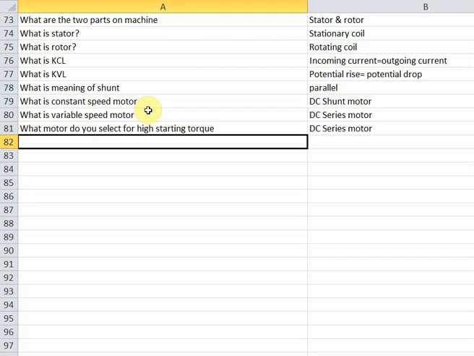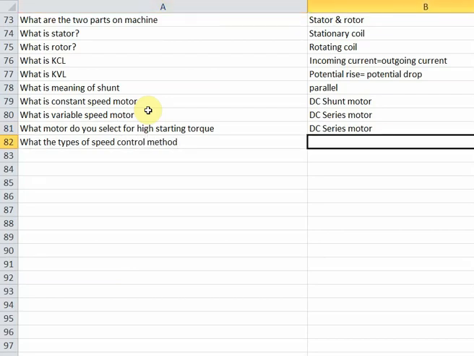Okay. So what are the types of speed control method? Armature control method and field control method. Very good. Field control is sometimes called flux control method, sometimes they use the word flux also.